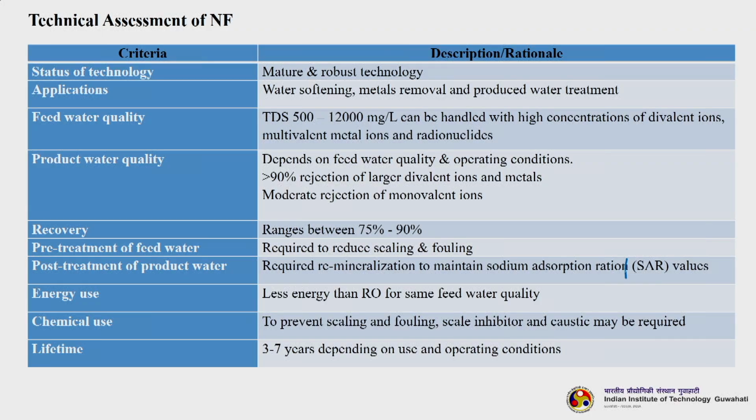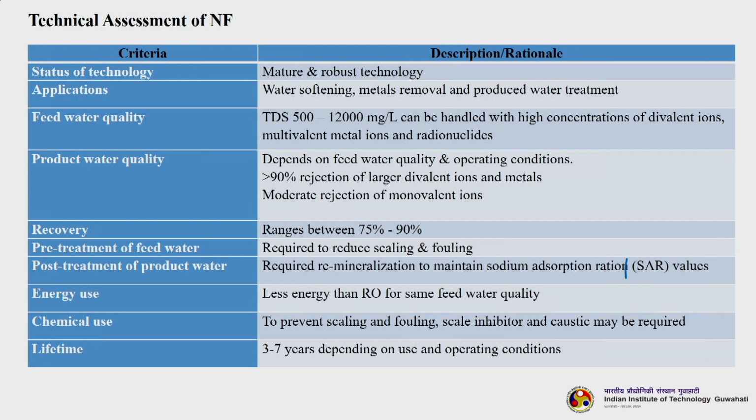The recovery range is almost 75% to 90%. This is one of the most important parameters when you talk about industrial applications. Pre-treatment of feed water is necessary, as we have learned in today's lecture, so as to reduce scaling as well as fouling. Post-treatment of product water is sometimes required, especially for potable water, because it is devoid of all sorts of minerals. So, remineralization to maintain the sodium adsorption ratio, that is the SAR value, is required.